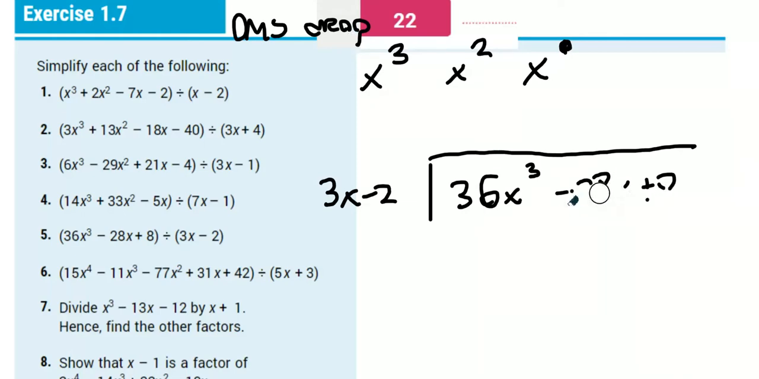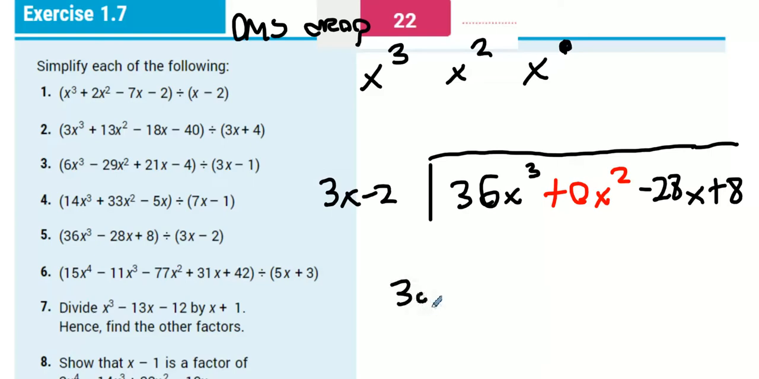So here's what I'm going to do. I'm going to rub that out, and I'm going to insert basically just a placeholder 0x squared. Is that okay? And then I'm just going to have 28x and a here. You've probably seen this at junior cert anyway. Right, we're going to divide.